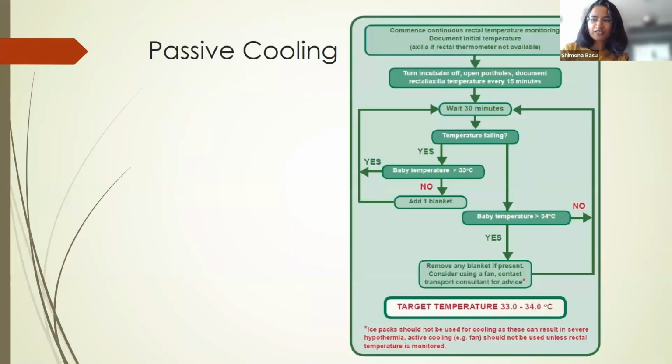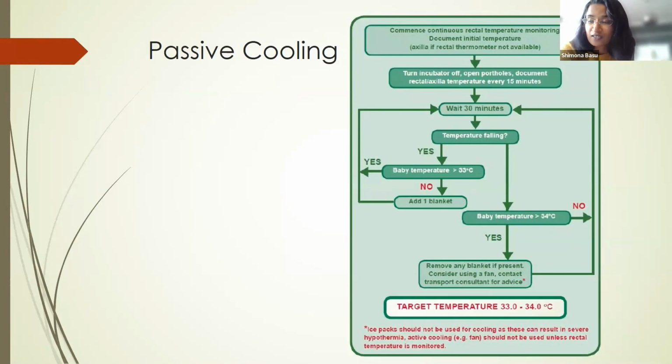So as soon as you've recognized that you've ticked A and B, it's important to start the passive cooling process in our unit as soon as possible and record exactly when that's been done. And it's important also to do this in as controlled a manner as possible. So ideally, there should be a rectal thermometer that is used, and you're aiming for a target temperature between 33 and 34 degrees Celsius.